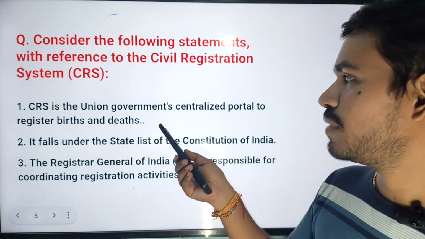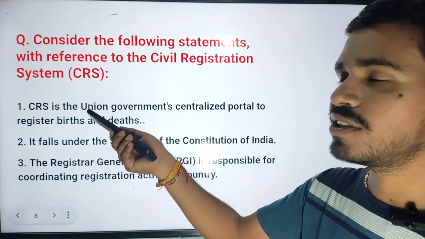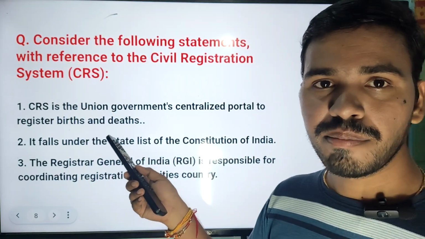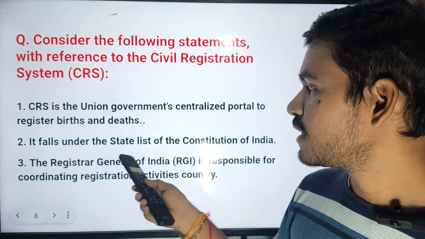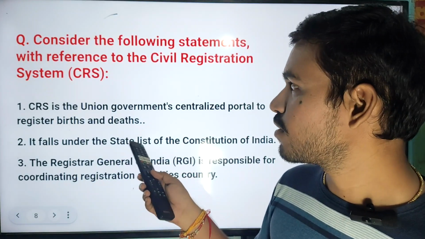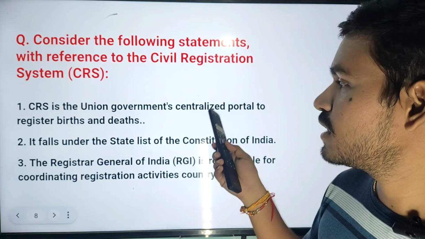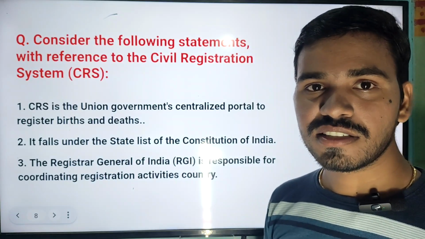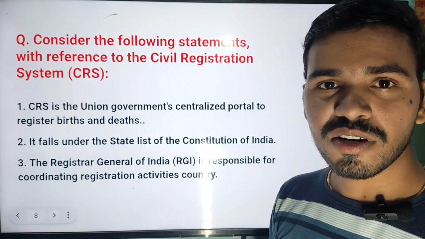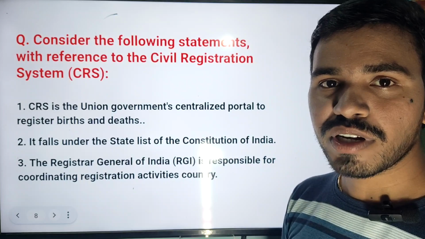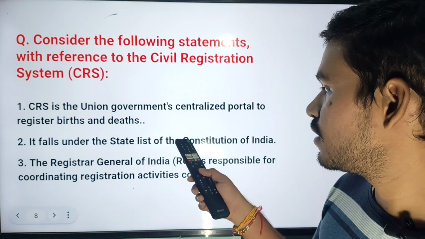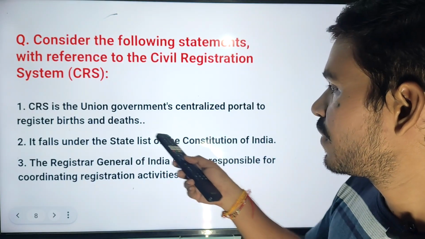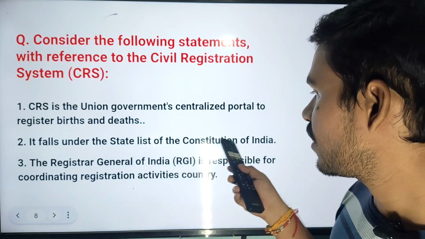So if you see, first statement is correct. This civil registration system is newly introduced. So it is a centralized portal to register births and deaths. So it falls under the state list. It is wrong, because civil registration also, register of births and deaths falls under concurrent list. So that means both central government and state government can make laws in this civil registration. So it falls under the concurrent list of the Constitution of India.